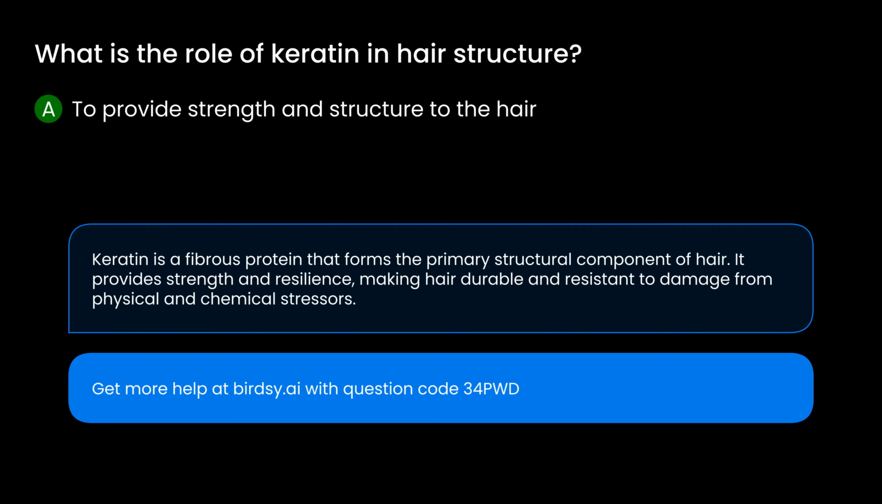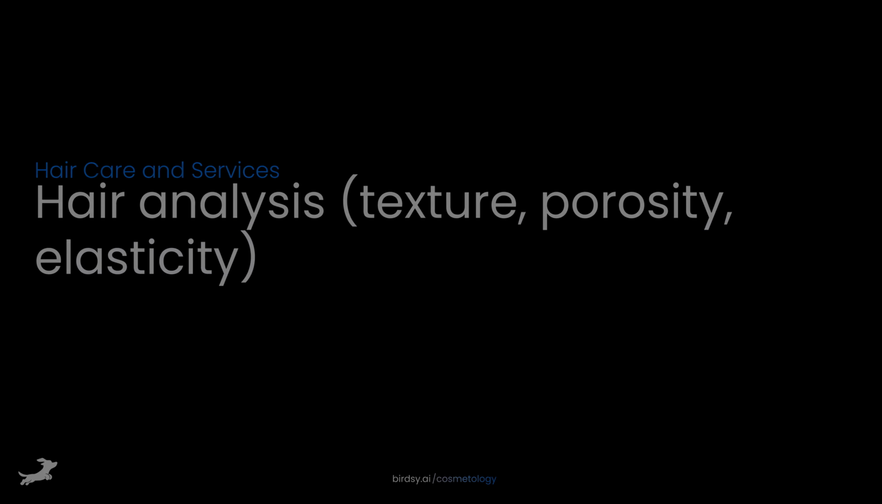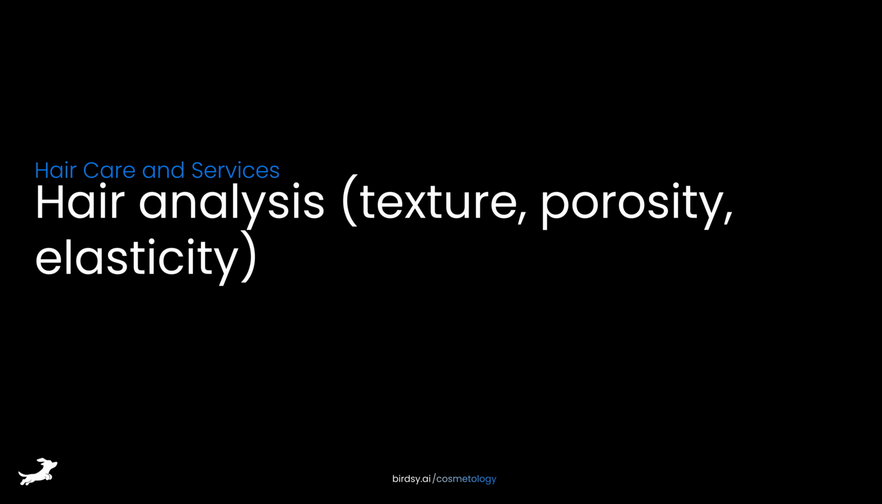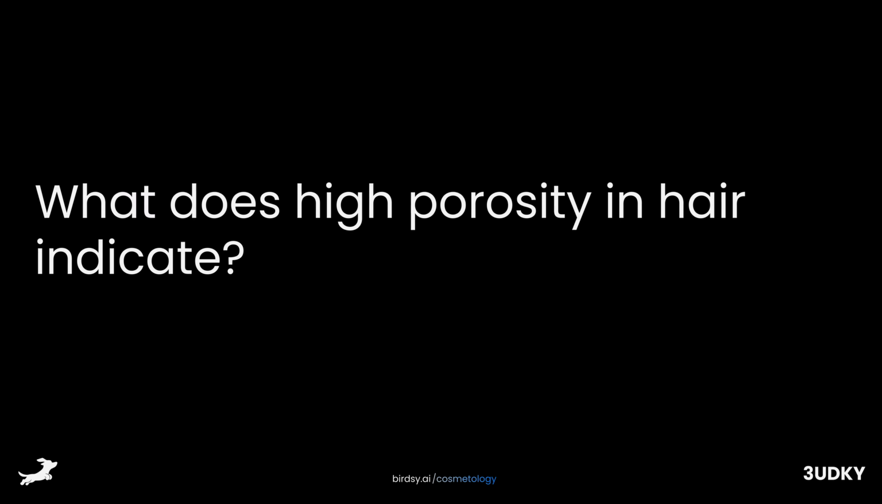Keratin is a fibrous protein that forms the primary structural component of hair. It provides strength and resilience, making hair durable and resistant to damage from physical and chemical stressors. Hair analysis, porosity, elasticity. What does high porosity in hair indicate?